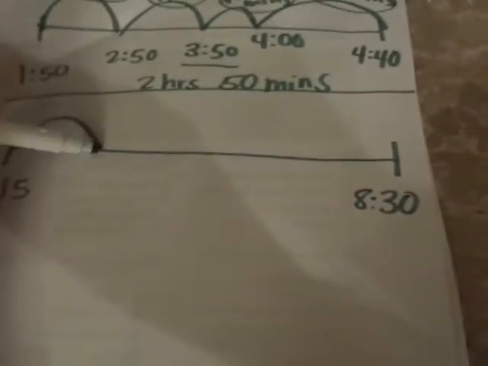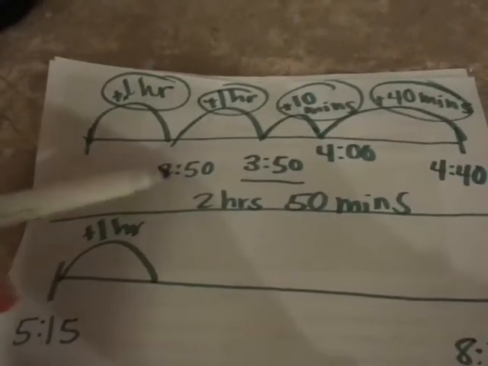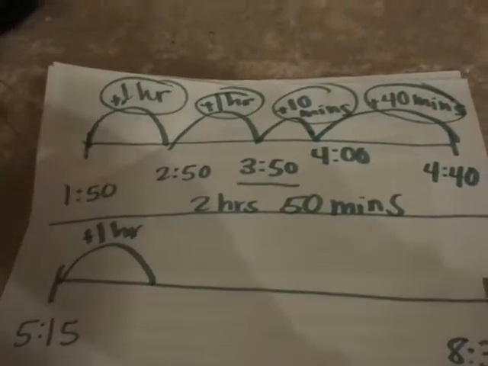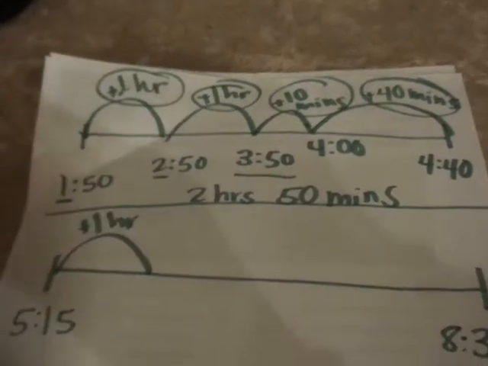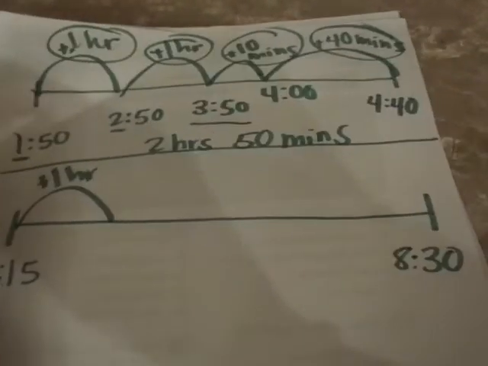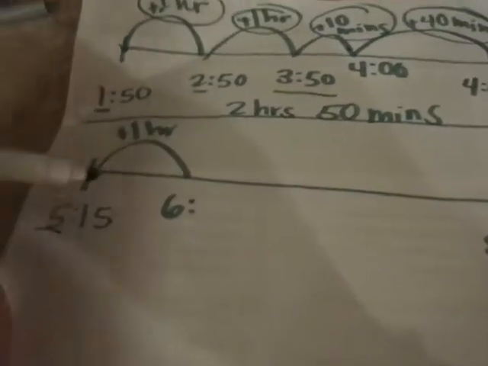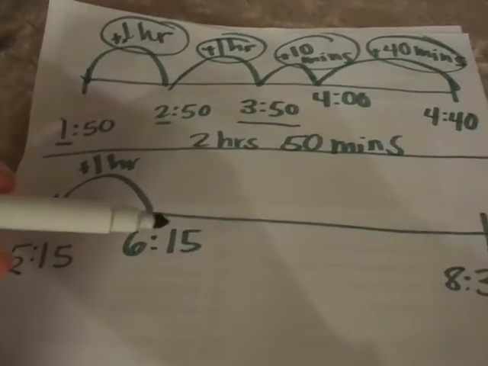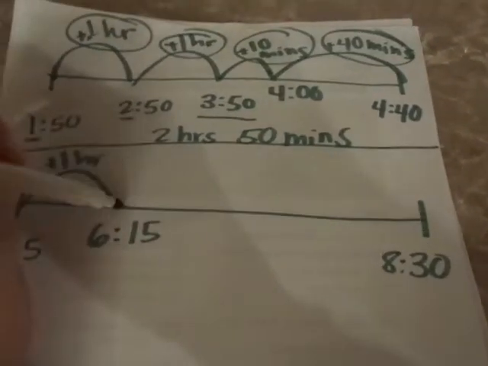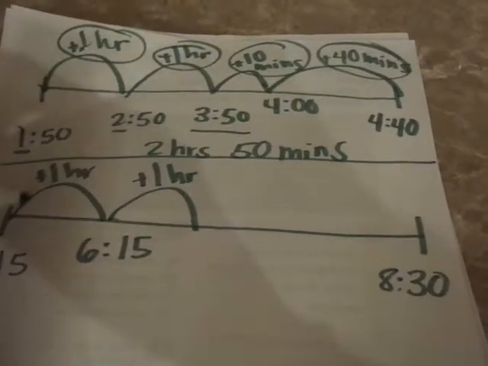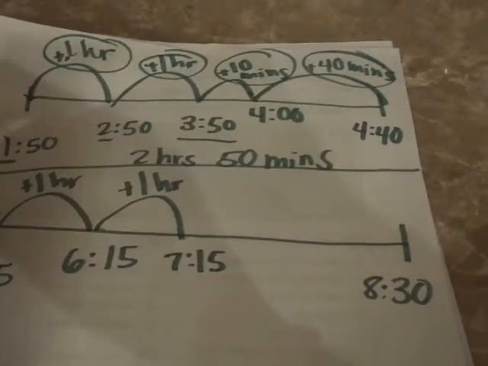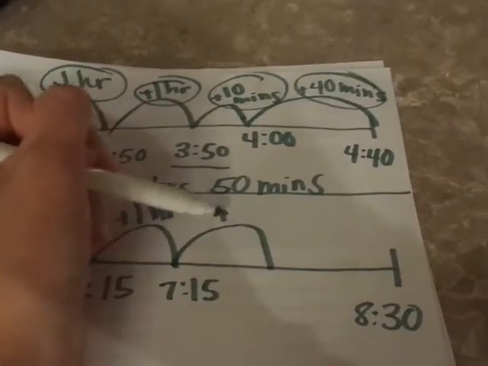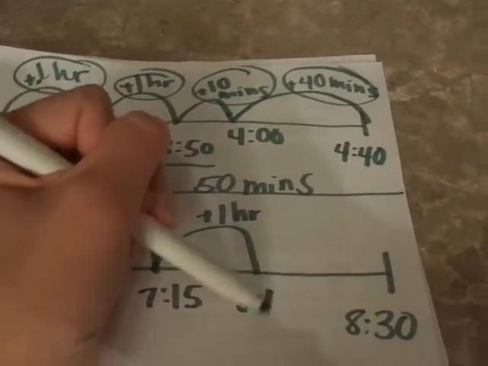So we'll start there. Think, can you make an hour jump? Yeah, you can. When you jump an hour, if you notice up here, the minutes stayed the same. Anytime you jump an hour, the only thing that's changing is the hour. So if I jump an hour, this will change to 6, but my minutes will stay the same. So I jump from 5:15 to 6:15. Can I jump another hour? Yes. If I jump another hour, that will be 7:15. Can I jump another hour? Yeah, I sure can, because that would give me 8:15.